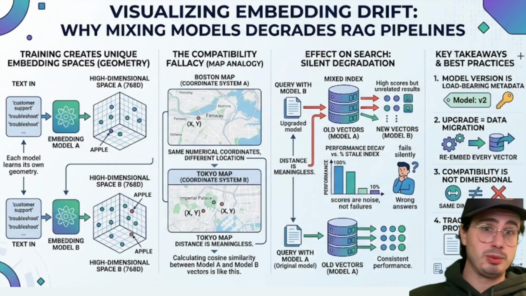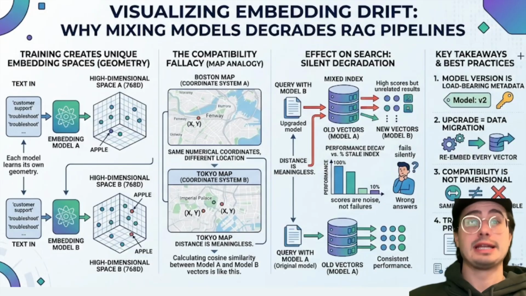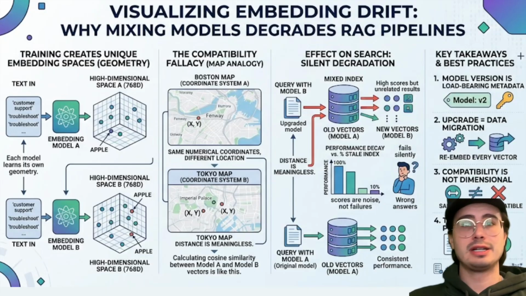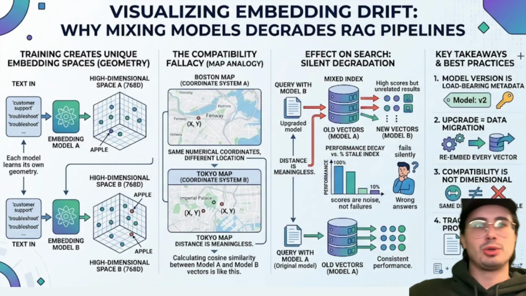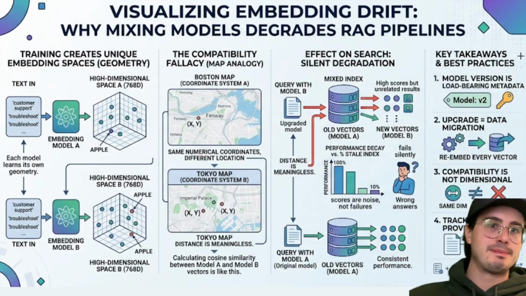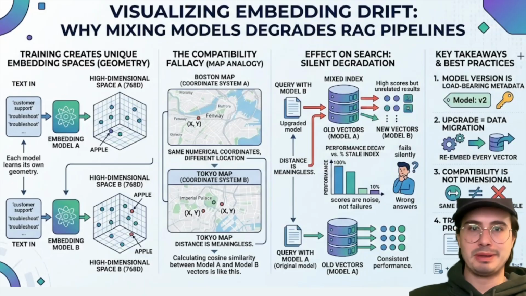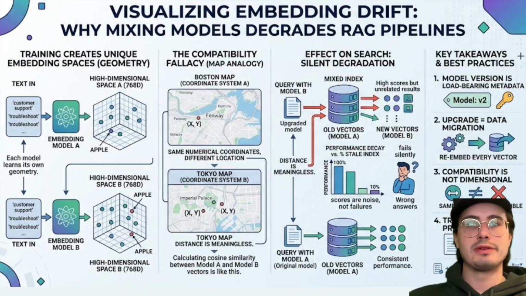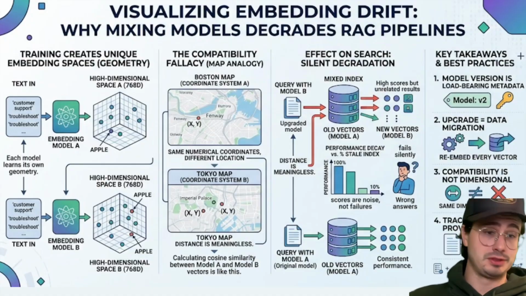The mistake you'll normally see is teams treating an embedding model upgrade like a dependency bump. The new model scores higher on the benchmark, so drop it in and you're done. But it isn't a drop-in replacement unless you also migrate every vector it touches. Model version isn't a detail, it's load-bearing metadata, and if you don't track it, you have no way of knowing which parts of the index are safe to search.